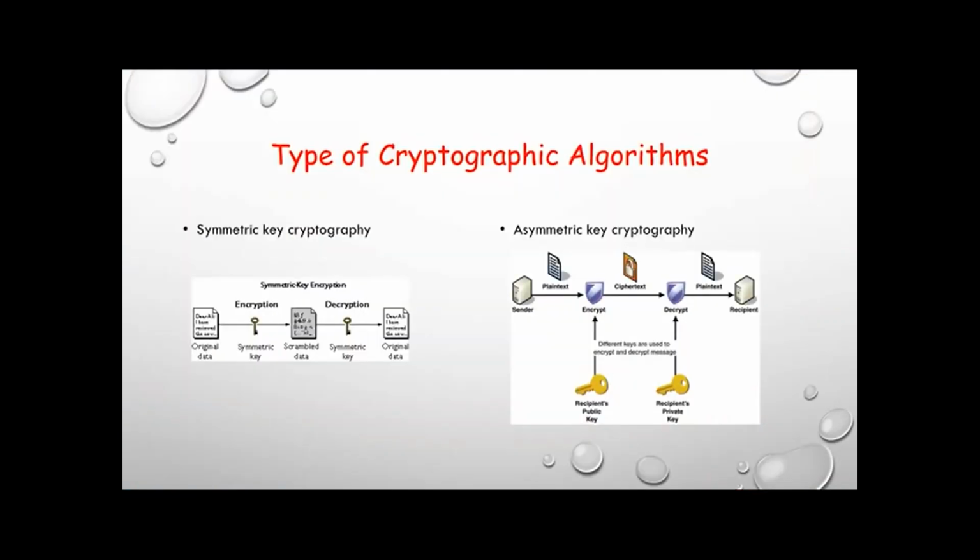Now there are two types of cryptography: symmetric key and asymmetric key cryptography. In symmetric key cryptography, there is always one key used for encryption and decryption. Symmetric key cryptography is a very old technique. It basically started with Julius Caesar. That's why the first cipher that was ever known is called the Julius cipher.